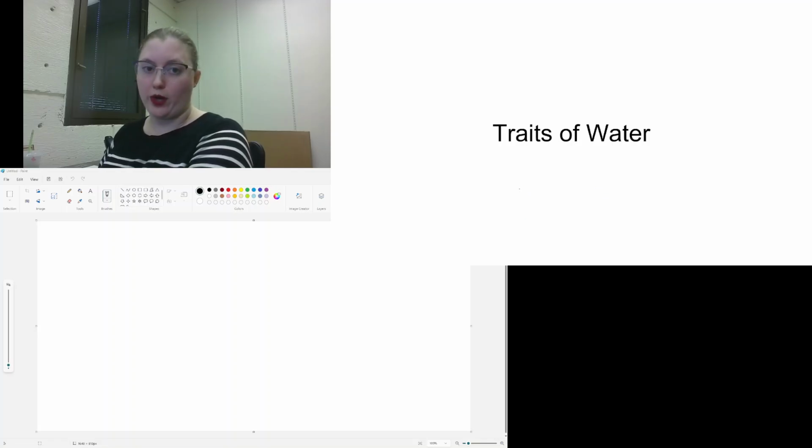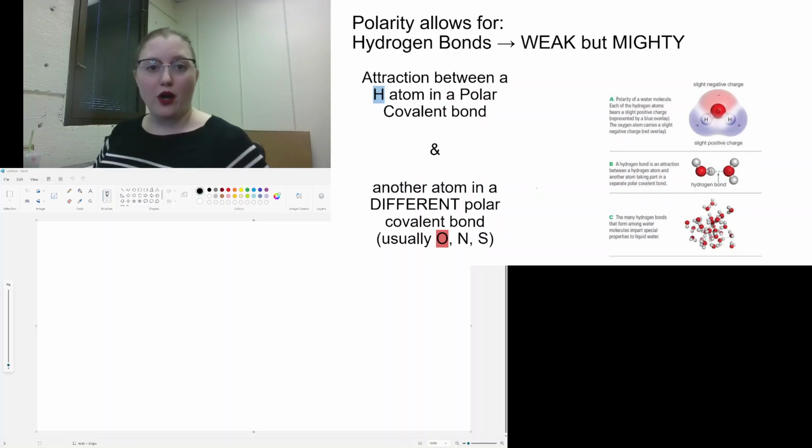So we're going to talk about water. We talked about how water is a polar molecule, and that polarity gives it a lot of special traits. One very important aspect of water is that water molecules form a lot of hydrogen bonds. Hydrogen bonds are considered a weak bond. Covalent and ionic bonds are considered strong bonds.